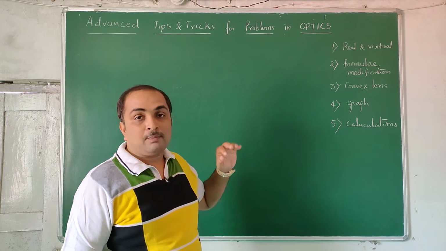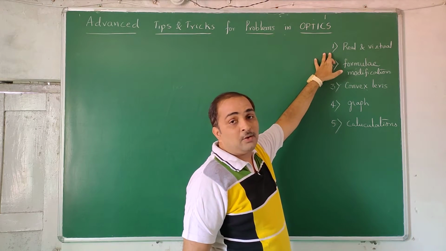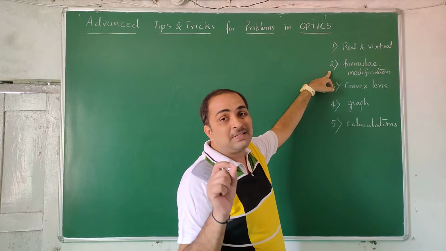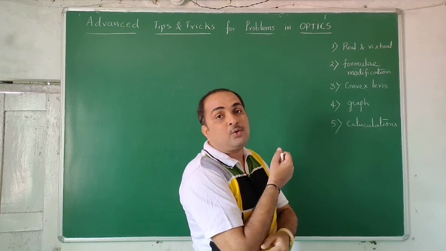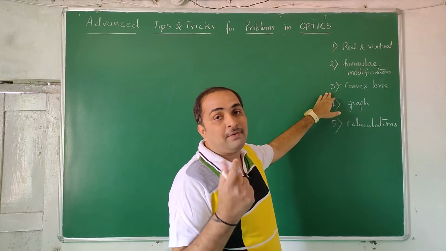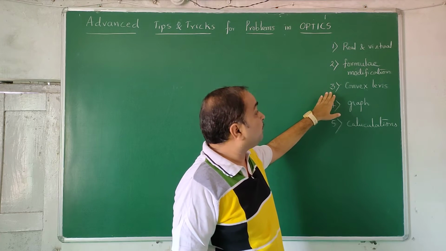So I am dividing my lecture into 5 parts. First, what are real and virtual rays or images? Second, formulae need to be slightly modified to make the calculation quicker and easier. I am going to explain for convex lens first, then convex mirror and concave mirror also will come.